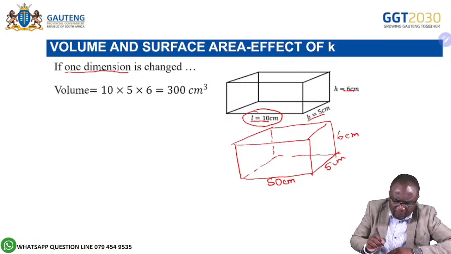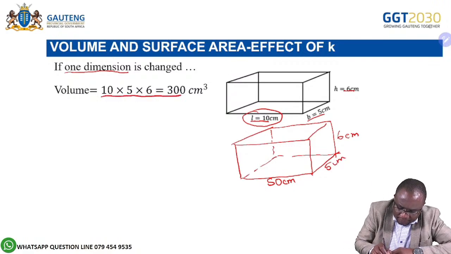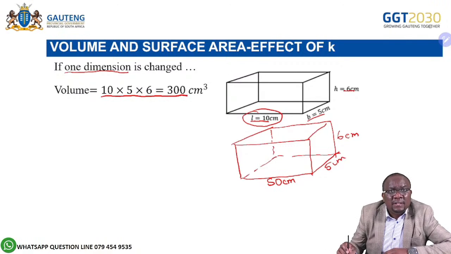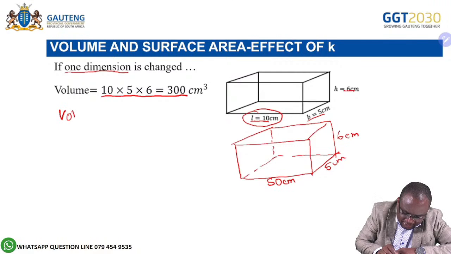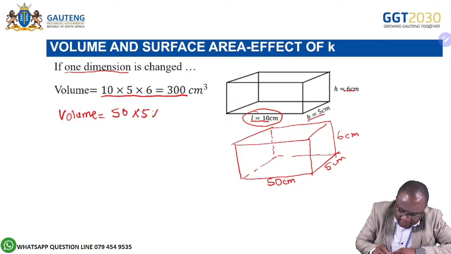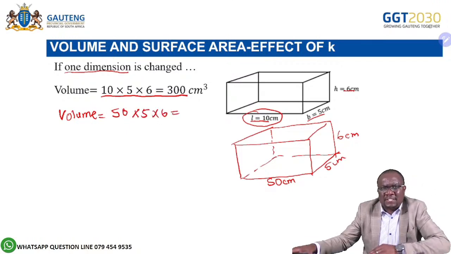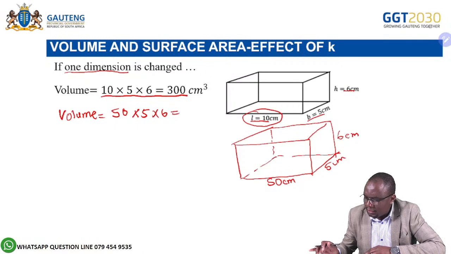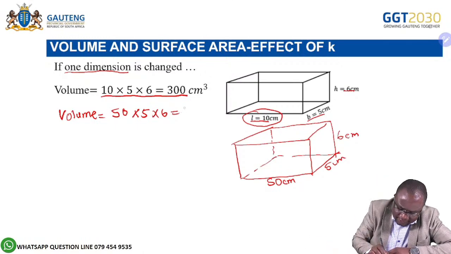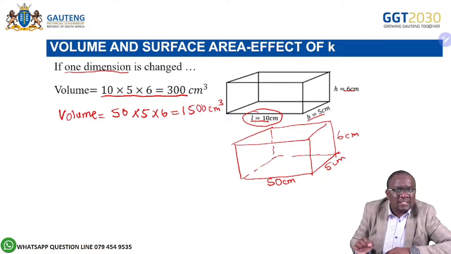Let's see. Before it was 300 cubic centimeters. Now the volume of the new prism is going to be 50 times 5 times 6. What is 50 times 5 times 6? And then what do you get? 1,500 cubic centimeters. You see that?